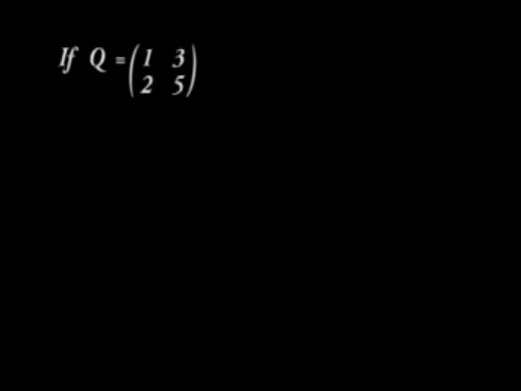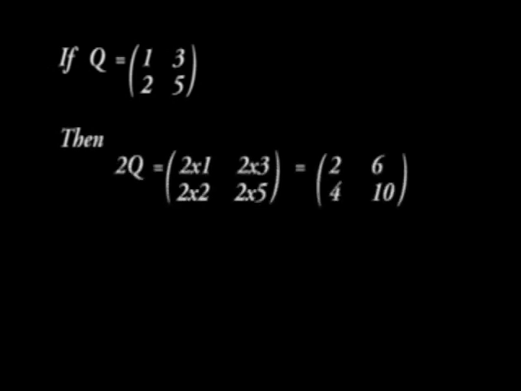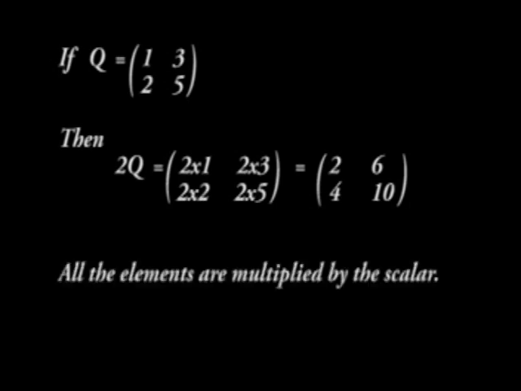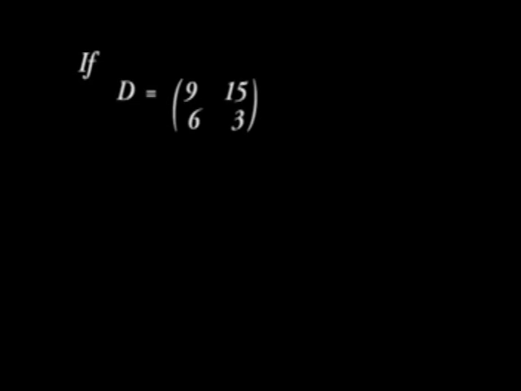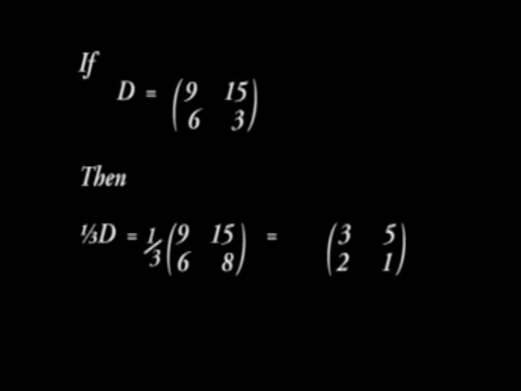Multiplication of matrices by a scalar. If Q is equal to 1, 3, 2, 5, then 2Q is given by 2 times 1, 2 times 3, 2 times 2 and 2 times 5, which is equal to 2, 6, 4, 10. All the elements are multiplied by the scalar. For example, if D is 9, 15, 6, 3, then a third D is equal to 3, 5, 2, 1.